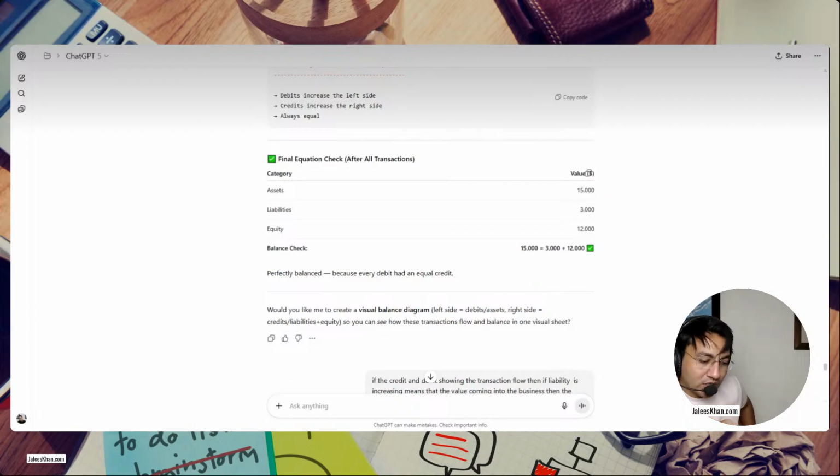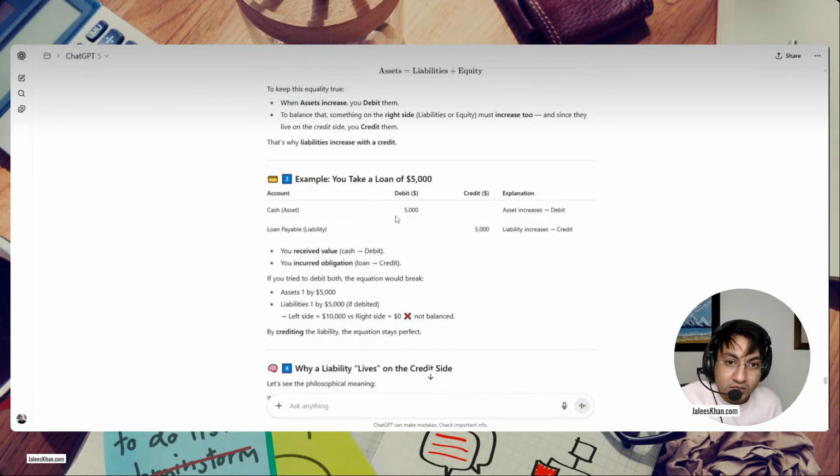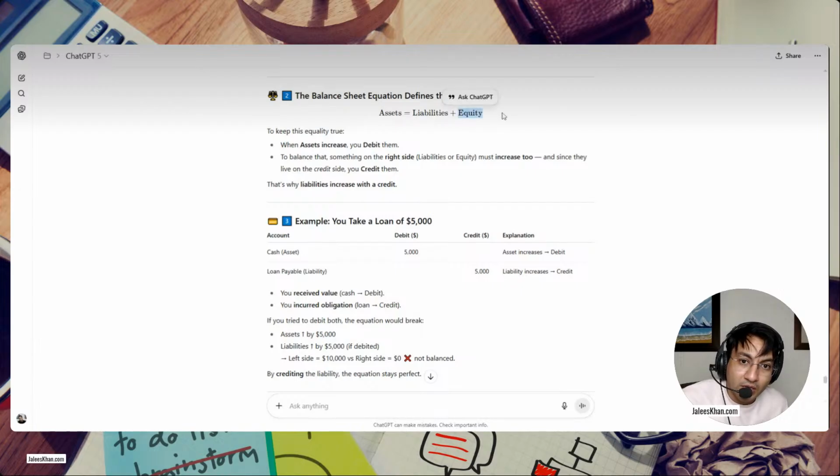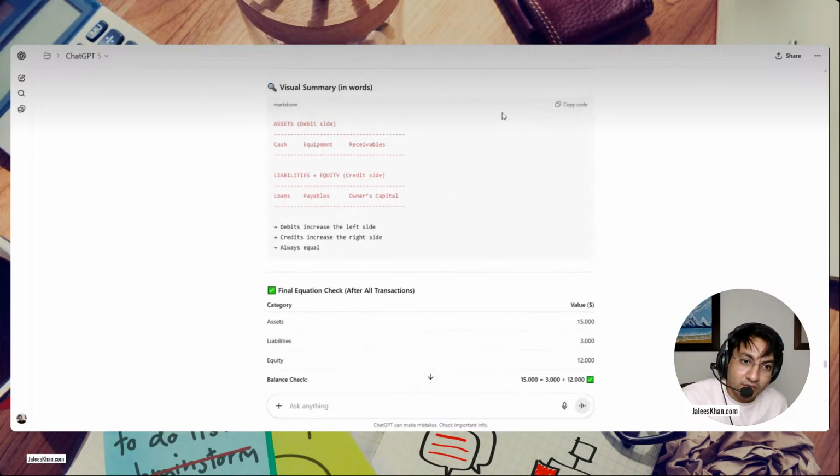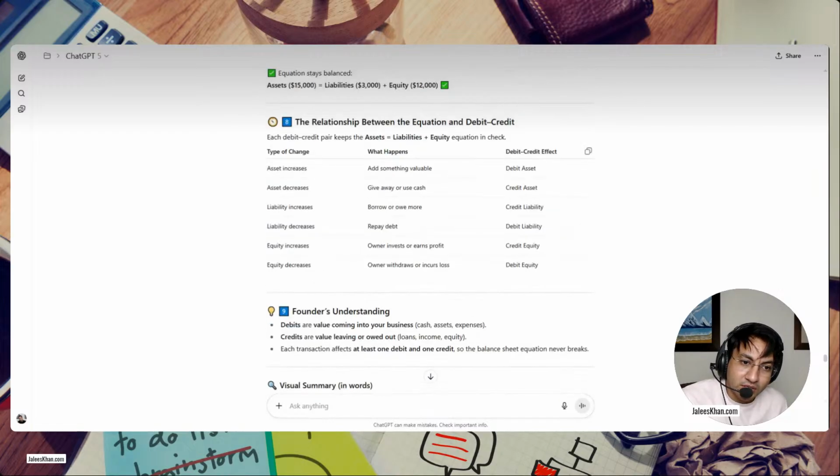However, with this whole transaction, there is a decrease in asset and it comes from the decrease of the equity. So yeah, that's the case. Even if the equity decreases, it's going to be a debit.